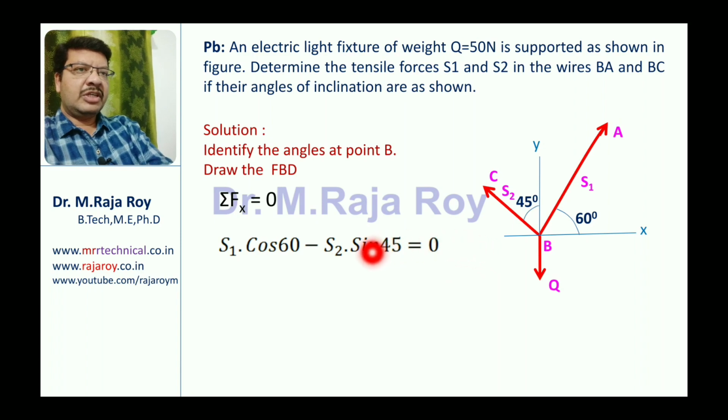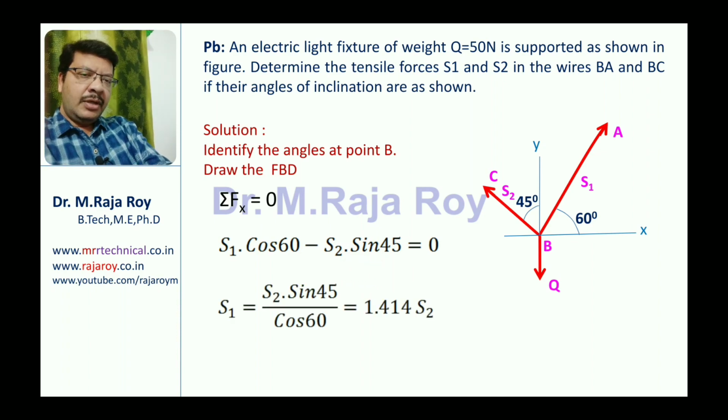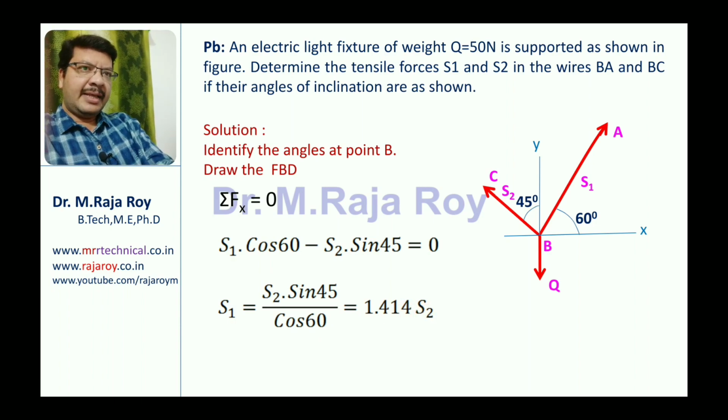So that is sigma Fx equal to 0. From this you can get the S1 value. S1 equal to S2 sin 45 by cos 60 you can write. Now substitute the sin 45 value and cos 60 value. If you simplify, you will get S1 equal to 1.414 S2. Okay. Next.